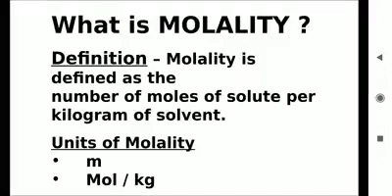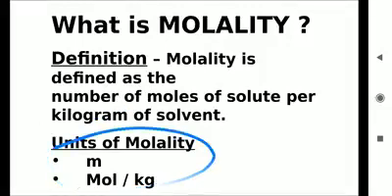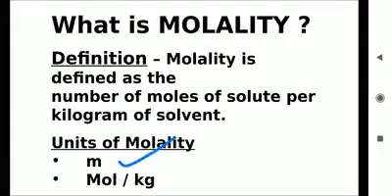Now what is molality? Molality is also an expression for concentration. It can be defined as the number of moles of solute per kilogram of solvent. So here the difference comes: molarity was the number of moles of solute per liter of solution, but molality is the number of moles of solute per kilogram of solvent. Molarity's unit was capital M, but molality's unit is small m, and also mole per kg.